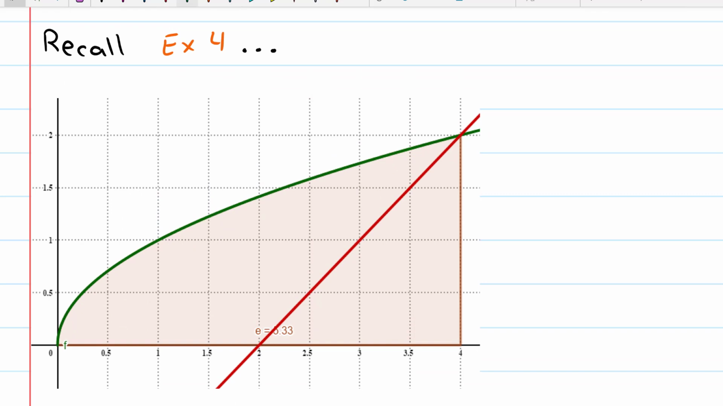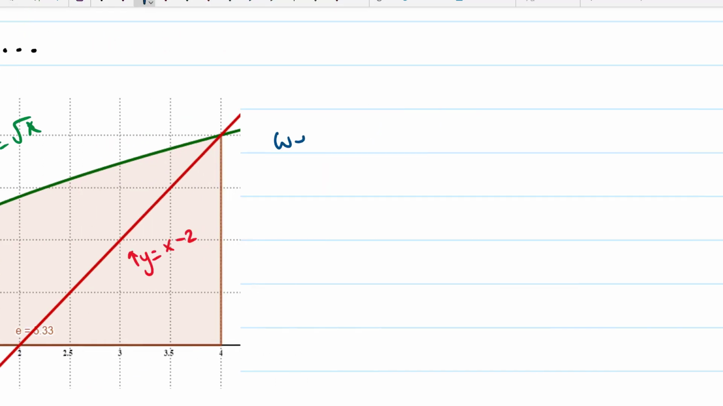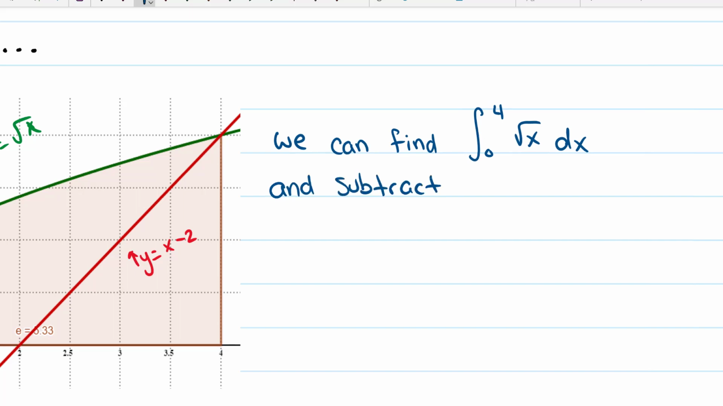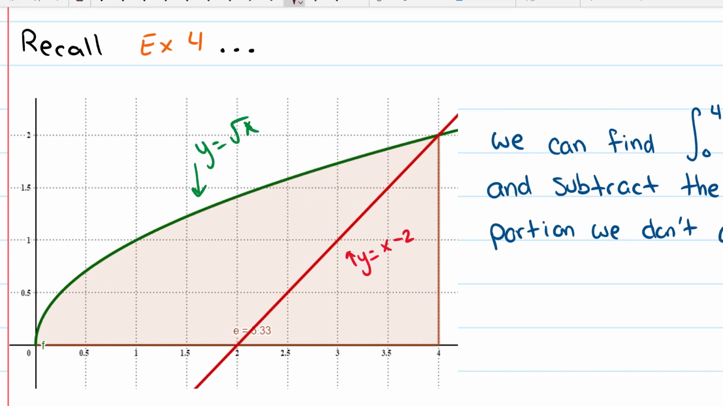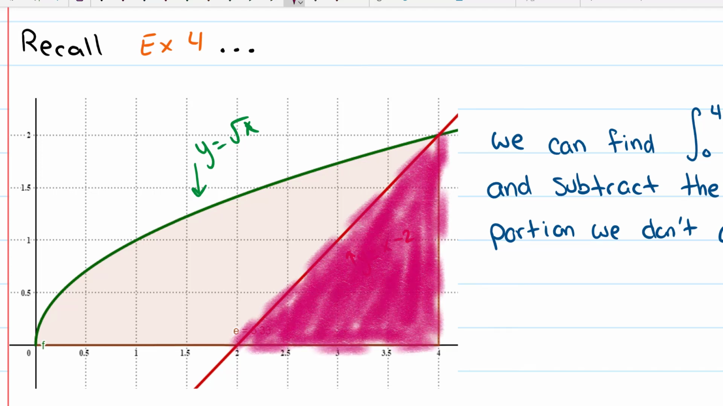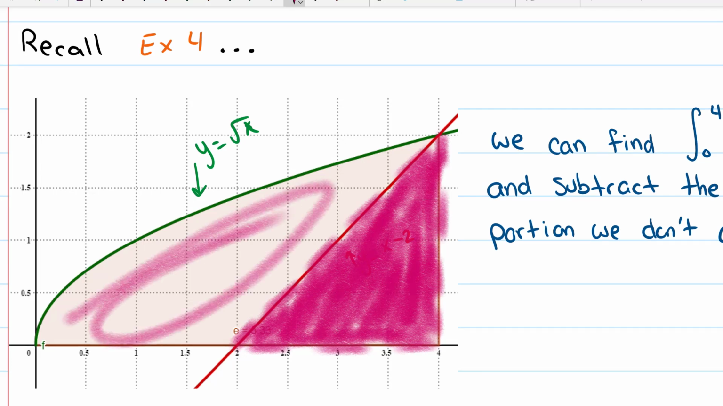So recall that this was y equals the square root of x, and this was y equals x minus 2. We can find the integral from 0 to 4 of the square root of x dx, which would be everything under the curve, and then simply subtract off the piece we don't want. So if we integrate and get all of this area underneath, and then subtract off this triangle.